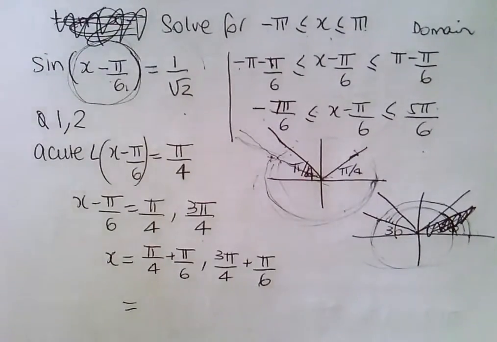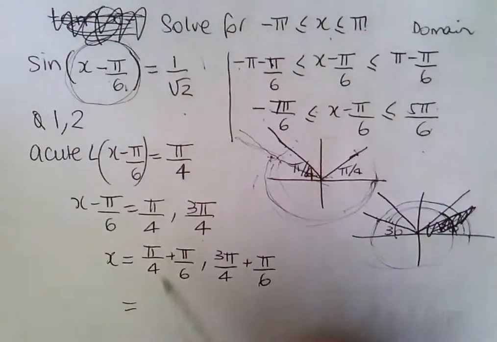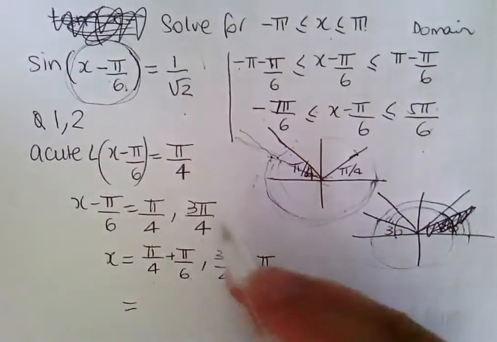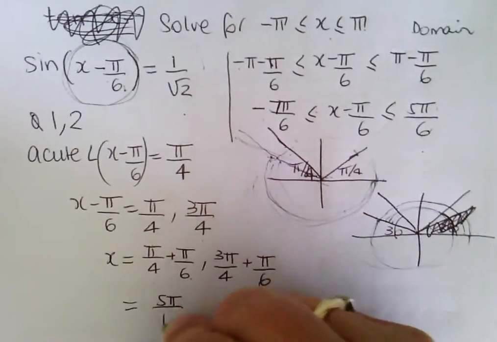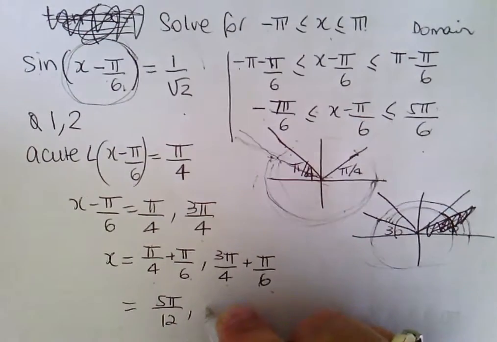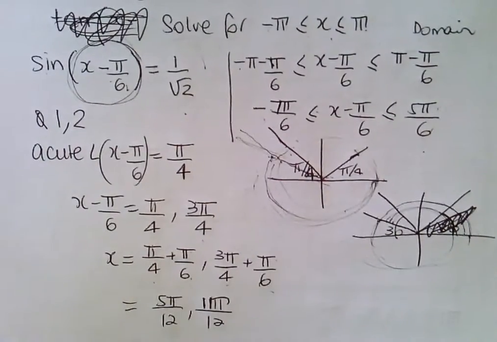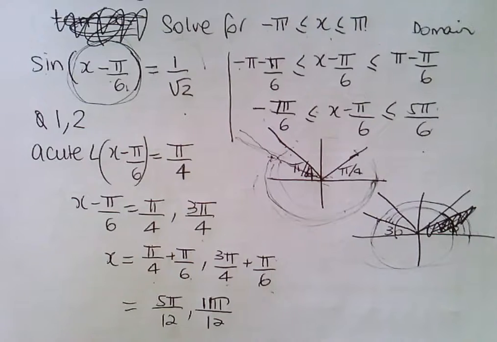And that's when you get your calculator out. 1/4 plus 1/6 and 3/4 plus 1/6. Unless you want to go times 3 times 2: 5 pi on 12, and times 3 times 2: 11 pi on 12. So it's easier just to go 1/4 plus 1/6, 3/4 plus 1/6. 5 pi on 12, 11 pi on 12.